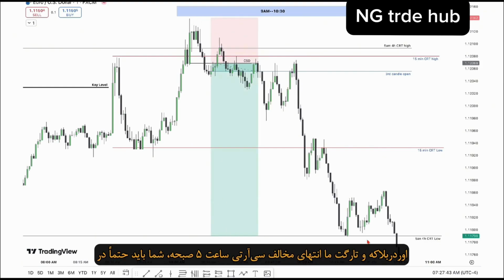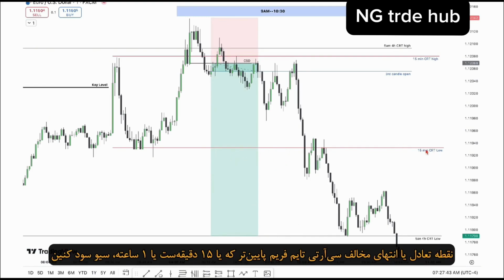and targeting the opposing end of the 5 a.m. CRT. You must take partials at the equilibrium or the opposing end of the lower time frame CRT, which is either 15 minutes or 1 hour.